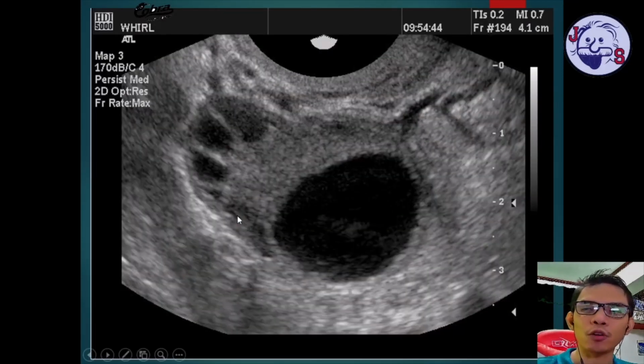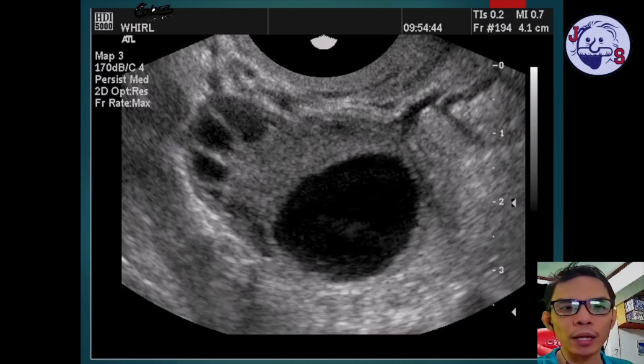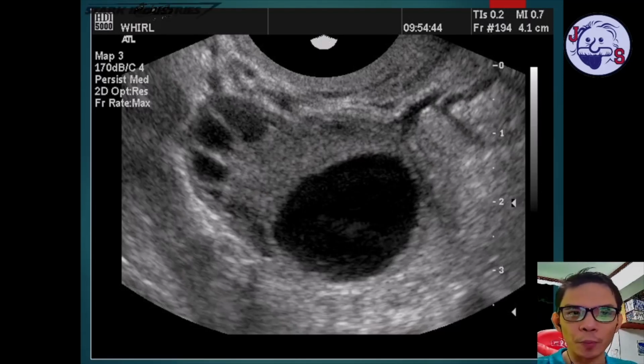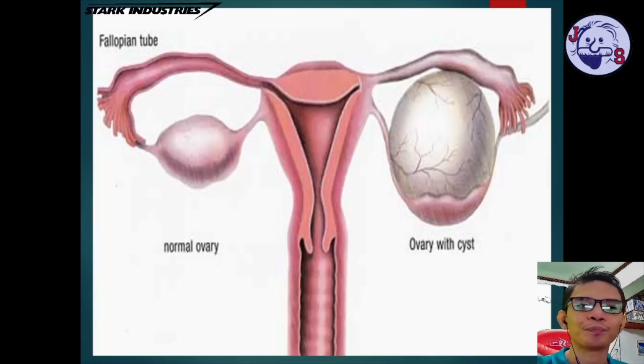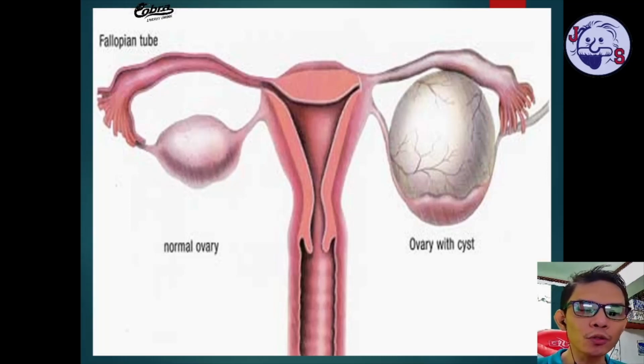Next is the look of the ovary under the ultrasound. If you don't want to do a laparoscopy procedure, you can do an ultrasound in order to check what is happening on your ovary. So this is an ultrasound. Just like any other organ, the ovary is prone to certain diseases. What we have right here is an ovary with a cyst.